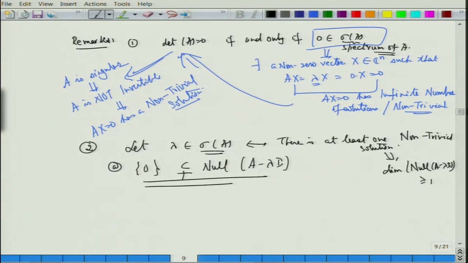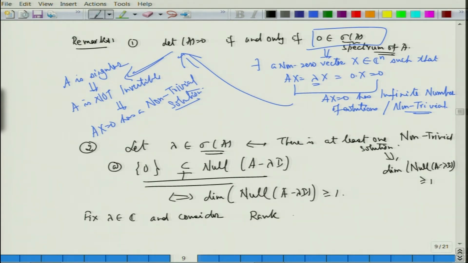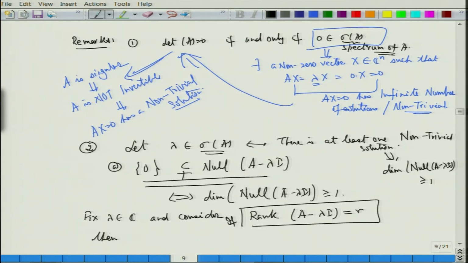So this is true if and only if the dimension of the null space of A minus lambda I is greater than or equal to 1. In general, I can have whatever the rank, and accordingly I can proceed. So fix lambda belonging to C and consider the rank of A minus lambda I. If the rank of this is r, then what can you say about the dimension of the null space of this?